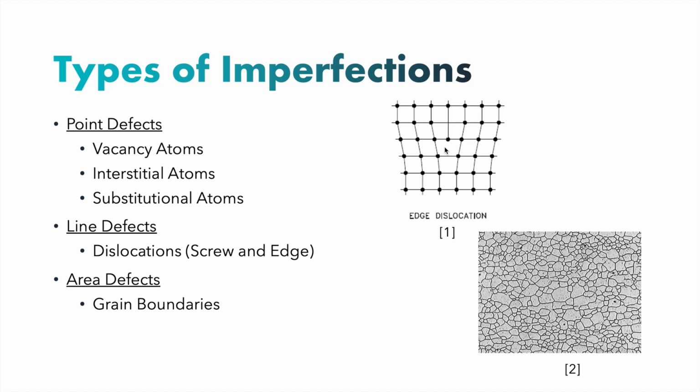Area defects include grain boundaries. Grain boundaries are caused as crystals are forming, and as they grow and expand their crystal structure, they butt up against other crystal structures forming and cause the lines shown in Figure 2. Both edge dislocations and grain boundaries are common in crystal structure formation.